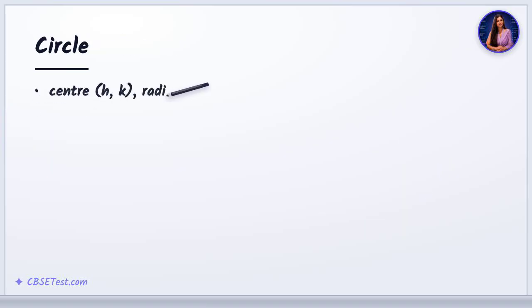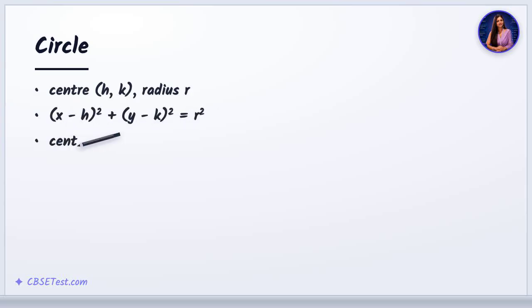A circle is all points a fixed distance r from a center. Its equation is (x minus h) squared plus (y minus k) squared equals r squared. Centered at the origin, it's simply x squared plus y squared equals r squared.